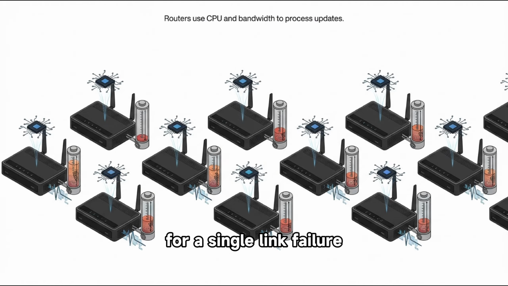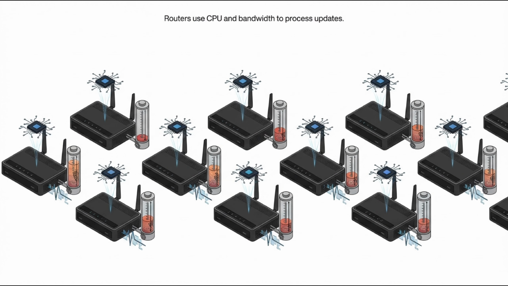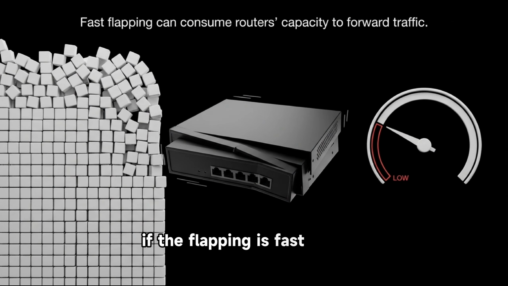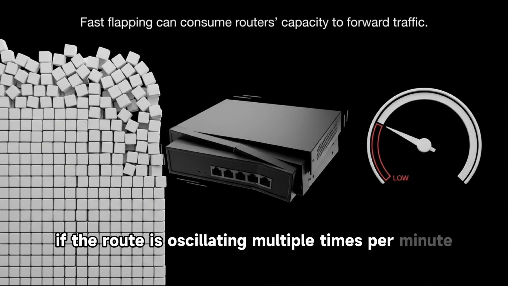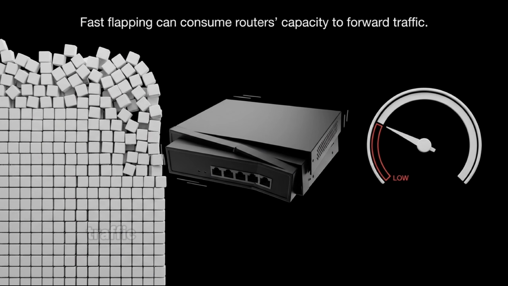For a single link failure, this convergence cost is paid once. The network detects the change, updates, settles, and goes quiet. The cost is bounded. For a flapping route, the convergence cost is paid continuously. The network never settles. Every time the route changes state, a new round of updates fires. Every router in the affected area has to recompute. If the flapping is fast enough, if the route is oscillating multiple times per minute, routers can spend so much time processing updates that they have less capacity to actually forward traffic. The routing infrastructure becomes consumed by the effort of tracking an unstable route, degrading performance for every user on the network, not just those using the flapping path.